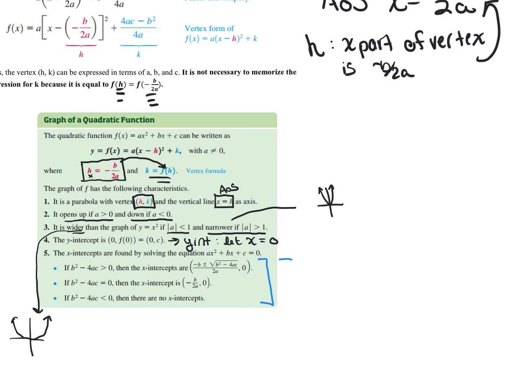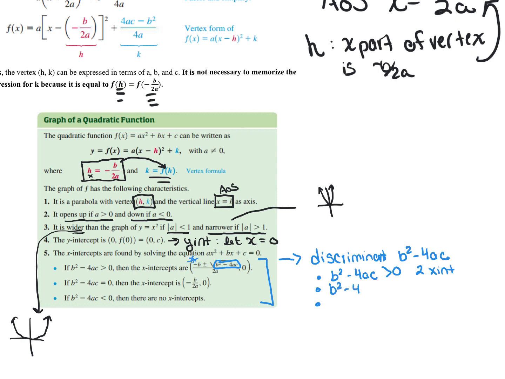You can find out how many x-intercepts you have by finding what's called the discriminant. And the discriminant is just the piece under the quadratic formula, b squared minus 4ac. So there's 3 cases. B squared minus 4ac is greater than 0: 2 x-intercepts. They come out of this quadratic formula that we have right here.